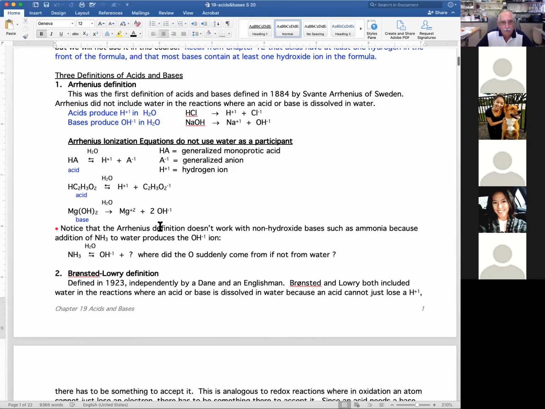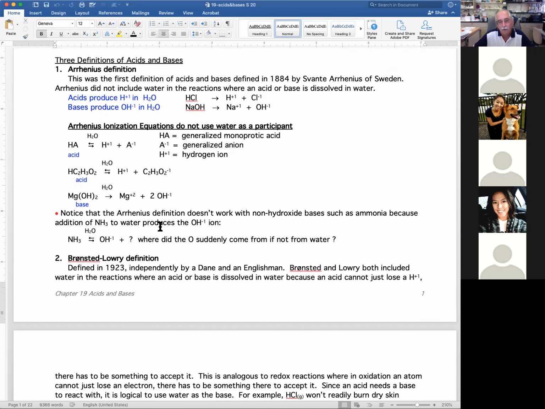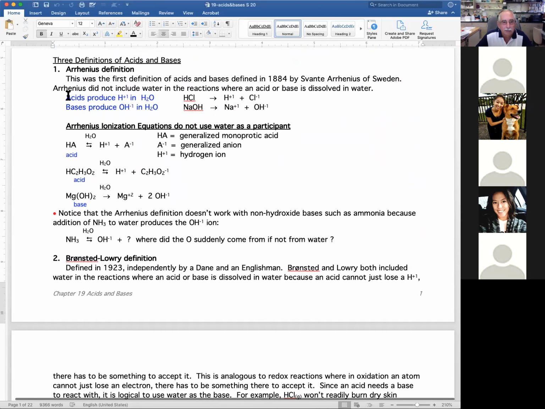So we'll look at 3 definitions of acids and bases. The first one was the Arrhenius definition. Svante Arrhenius in 1884 came up with the first definition. He said that acids produce hydrogen ion in water. So for example, here's hydrochloric acid giving the hydrogen ion and the chloride ion. He said that bases produce hydroxide in water. So here's sodium hydroxide giving you sodium ion and hydroxide ion.